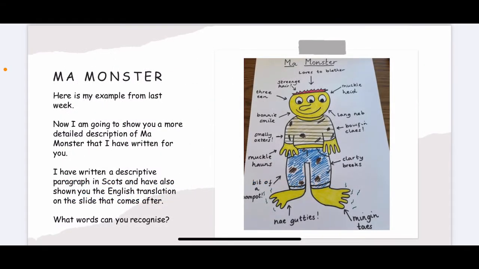So here is my example from last week, and now I'm going to show you a more detailed description of my monster that I have written for you. I've written a descriptive paragraph in Scots and have also shown the English translation on the slide that comes after. I wonder if you can recognise some of the words that I have used.